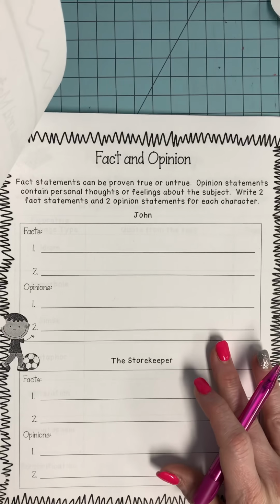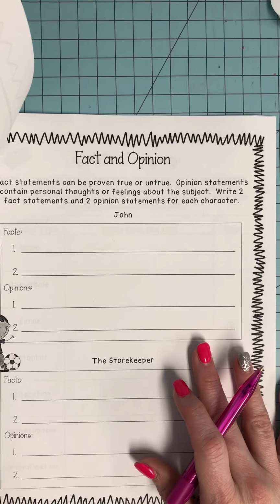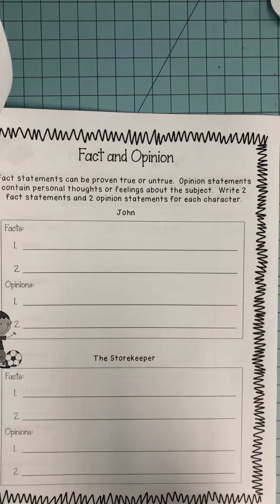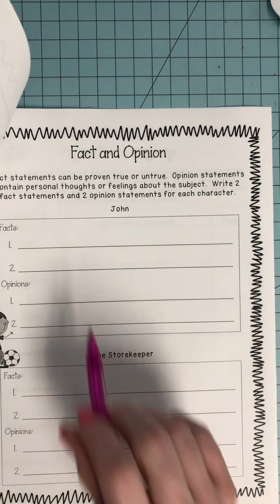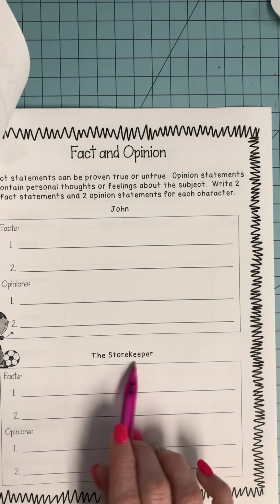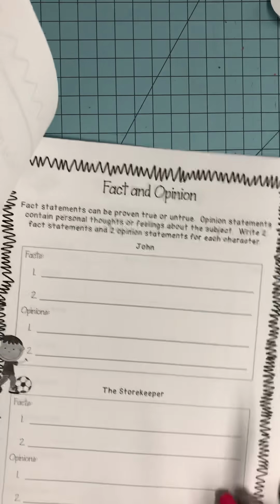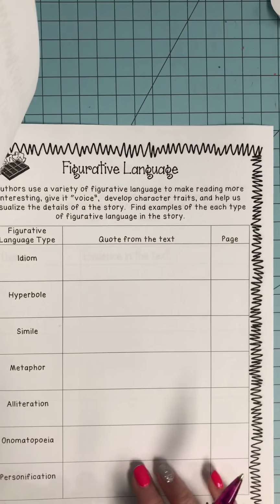Fact and opinion. Fact statements can be proven true or untrue. Opinion statements contain personal thoughts or feelings about the subject. Write 2 fact statements and 2 opinion statements for each character. So, 2 facts about John, 2 opinions about John. The storekeeper, 2 facts about them and 2 opinions about them. And then on this one, figurative language, okay?